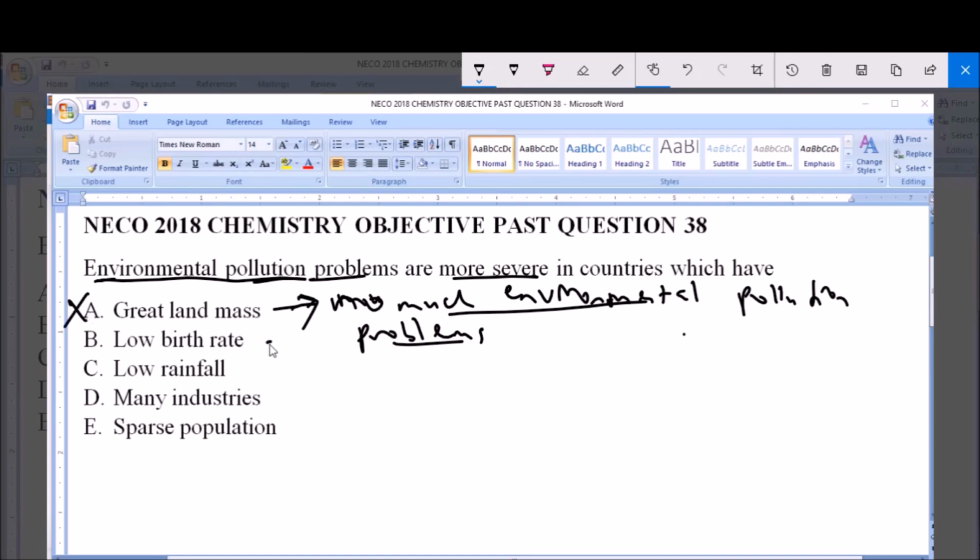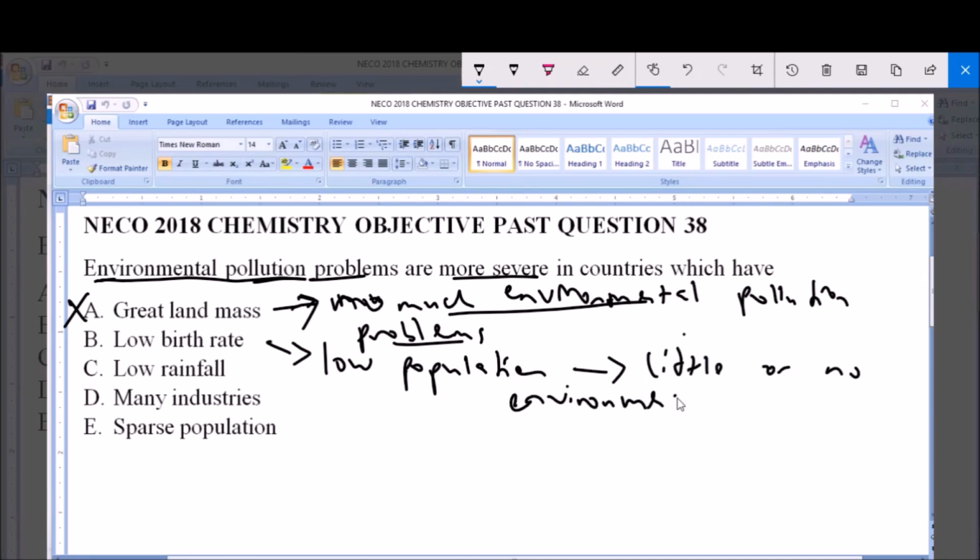Now B says low birth rate. Low birth rate means low population, and low population in a country has been linked to little or no environmental pollution problems. So as we have seen here, low population as a result of low birth rate means that there will be little or no environmental pollution. So low birth rate is not the answer to the question. C says low rainfall. Now low rainfall also cannot be linked to many environmental problems. So this is also not the answer to the question.